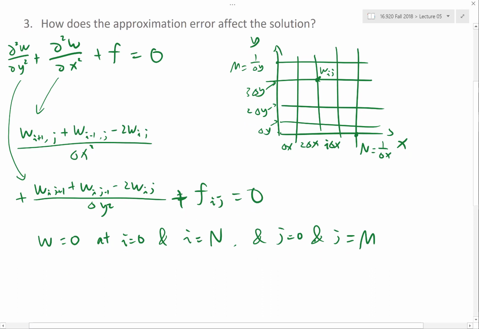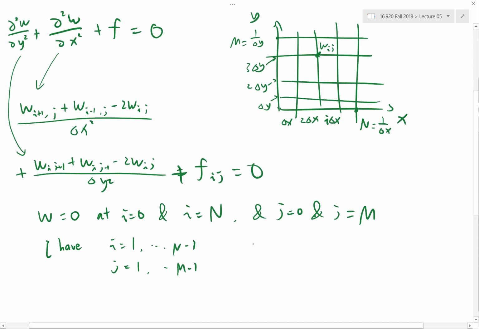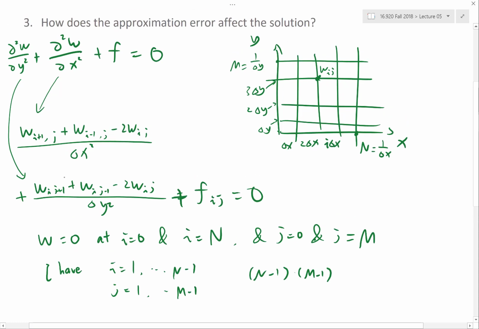Then that means I have how many unknowns? My unknowns are going to be i equal to 1 to n minus 1 and j equal to 1 to m minus 1, right? So I have n minus 1 times m minus 1 unknowns. I have as many equations because for every i and j, I can plug into this equation, while the boundary conditions are dealt with by directly substituting the values of i plus 1, i minus 1, j plus 1, or j minus 1 at the boundaries.